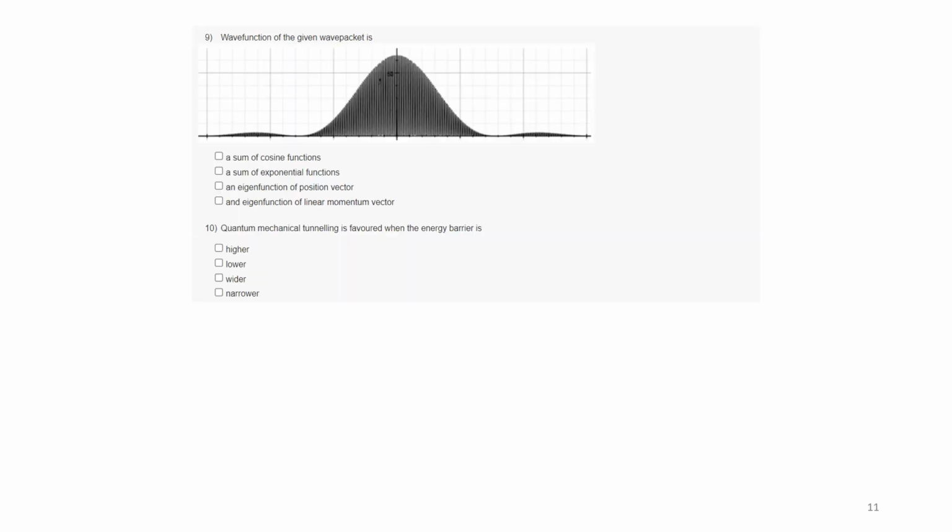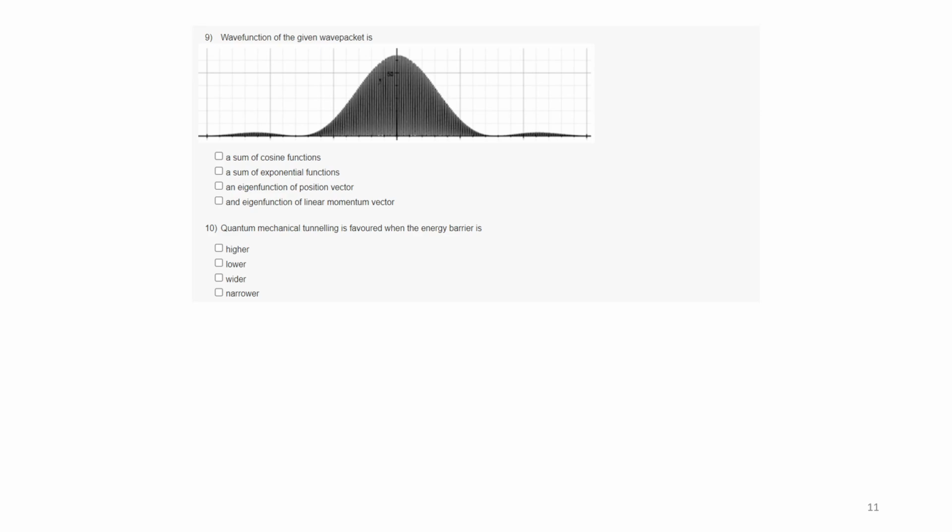For assignments, another question is also discussed in the lecture, right? Yes. This is the wave function of a wave packet. I think you have got the answer. It is a sum of cosine functions. If it were given as a sum of sine functions, that would also have been correct, and it is a sum of exponential functions too.